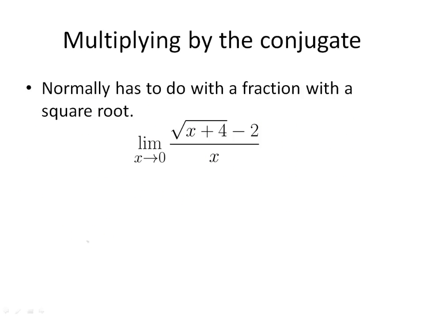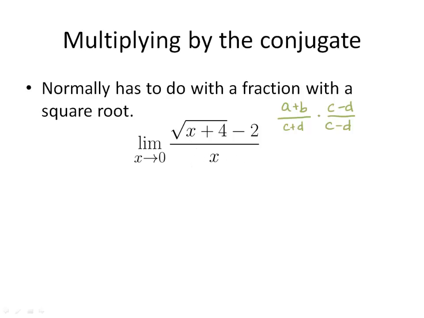The next trick is multiplying by the conjugate. We normally use it when we have a fraction that has some sort of square root in it. So this will be a little bit complicated. A conjugate, let's say we have a plus b all over c plus d. Let's say we're trying to take the conjugate of c plus d, so we're going to multiply by c minus d all over c minus d. So that would be multiplying by the conjugate.